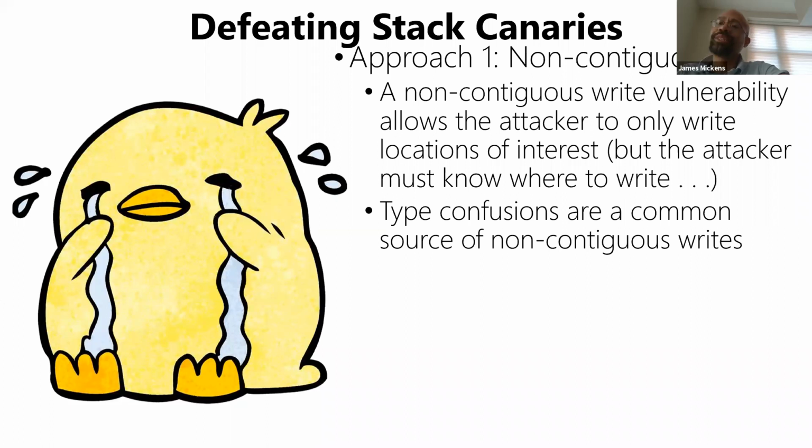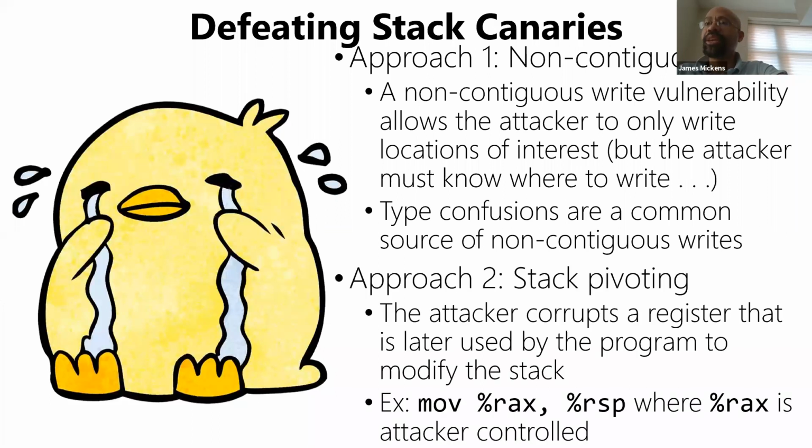But for now, suffice it to say that if you have a non-contiguous write vulnerability, and if you know where the vulnerable code pointer is, a function pointer or return address on the stack, you can use that non-contiguous write to get around canaries. You can also use an approach called stack pivoting. And this approach is actually more popular, as far as I know, for getting around stack canaries.